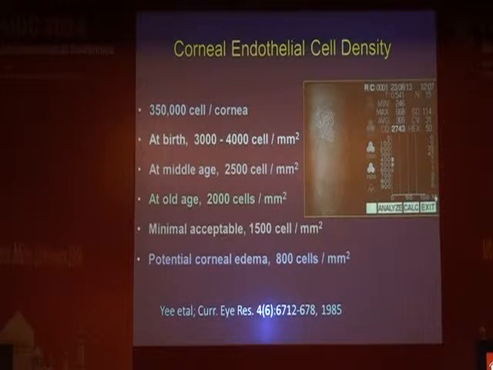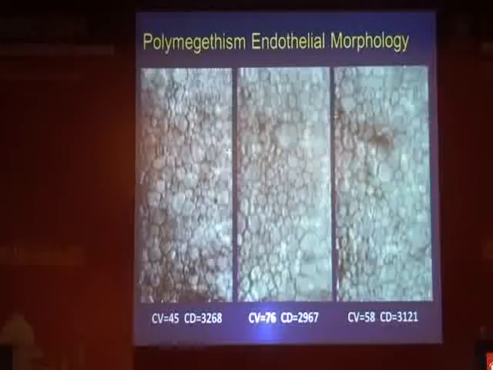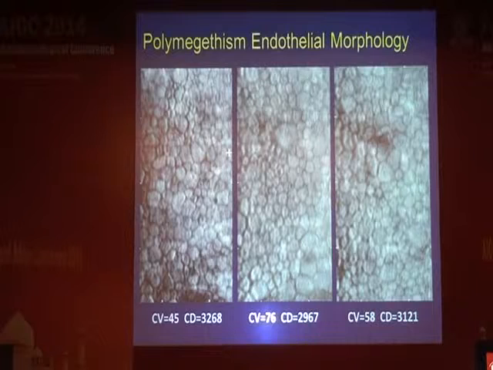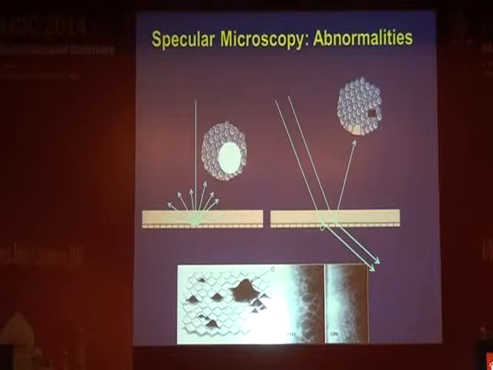People say that up to 800 cells per millimeter square is basically the potential for edema, but we have seen corneas surviving even below that. This is just polymegathism. You can see the CV basically, and if the CV increases, you can see the polymegathism becomes evident. This is just to show the basics of how the abnormalities occur.